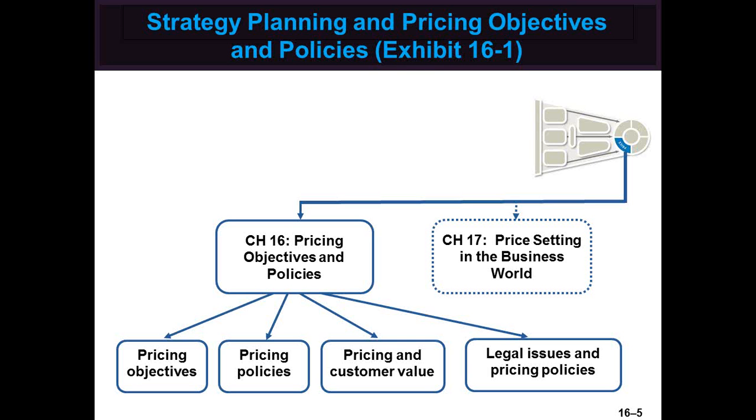Price level decisions are especially important because they affect both the number of sales a firm makes and how much money it earns. So we're going to talk about price in the context of pricing objectives, pricing policies, pricing and customer value, legal issues, and pricing policies. And then the next lecture will be how prices are actually set.